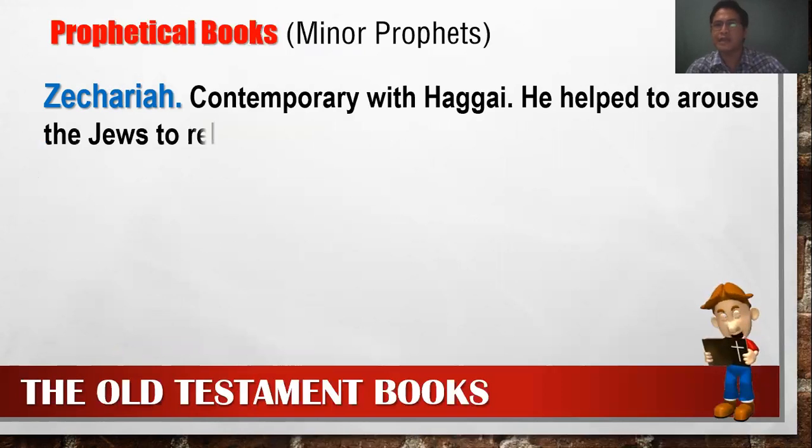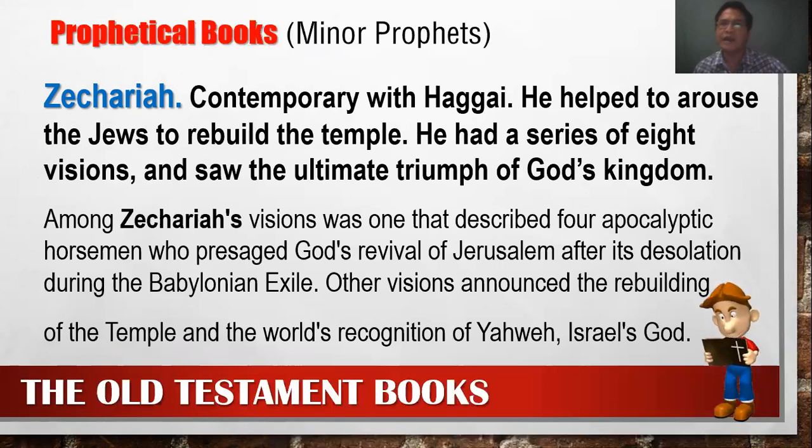The book of Zechariah, the contemporary of Haggai. Zechariah helped to arouse the Jews to rebuild the temple. He had a series of 8 visions and saw the ultimate triumph of God's kingdom. Among Zechariah's visions was one that describes four apocalyptic horsemen who presage God's revival of Jerusalem after its desolation during the Babylonian exile. Other visions announce the rebuilding of the temple and the world's recognition of Yahweh, Israel's God.